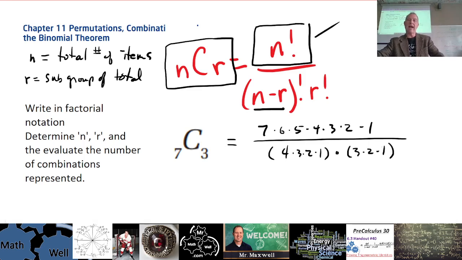Now these are all factors, so we could actually do something quite fancy, I think. That cancels off with that, divides out with that. 3 times 2 divides out with this 6. So guess what? This answer is 7 times 5 divided by 1, or 35. So there's 35 different ways you could choose 3 people out of 7 to run an errand for you. Just 3 different groups.